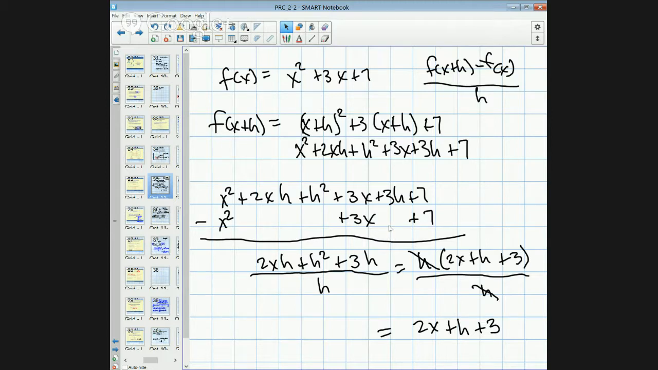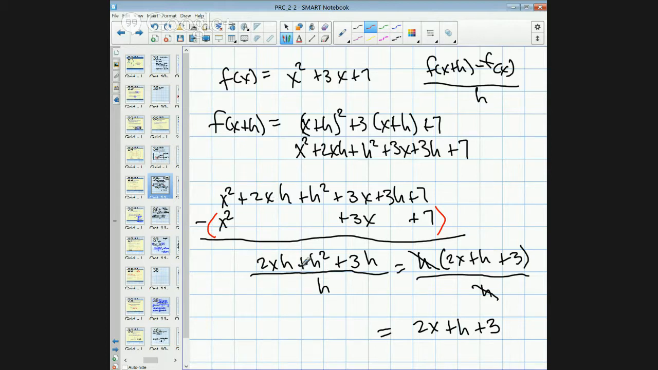Okay. Do you see how I lined up the like terms? X squared, 3x, 3x. So I just lined it up. And by the way, this is really subtraction of the whole quantity. I'm just saying subtract that whole thing. So that's going to be, x squared minus x squared, gone.